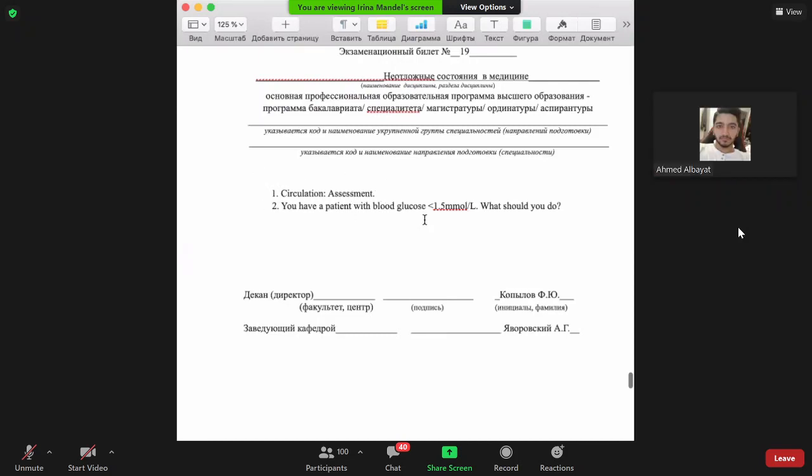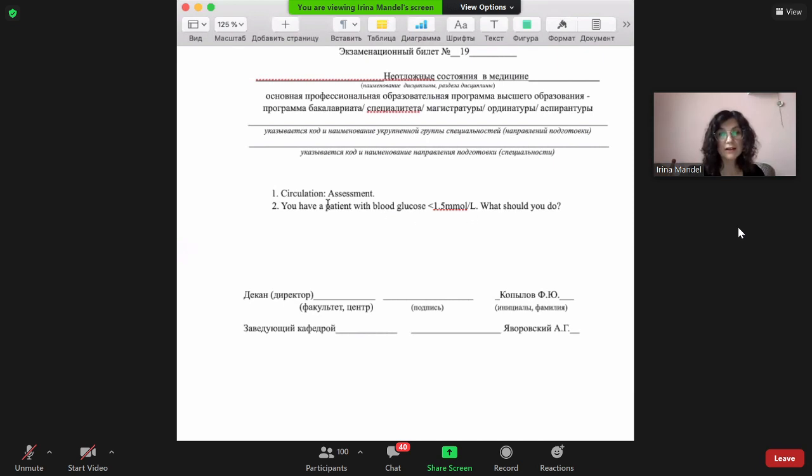No, and number 2 is the hypoglycemia. And this already gives you the diagnosis. You see the lower level of glucose, it should be 3.5. And this is hypoglycemia. There is a nurse who tells you about the consciousness of this patient.